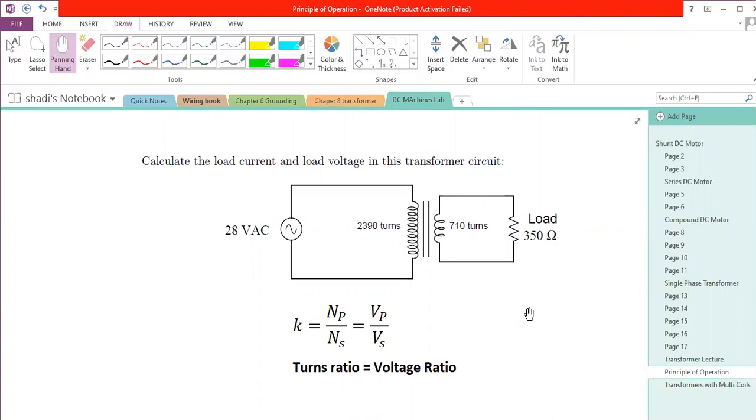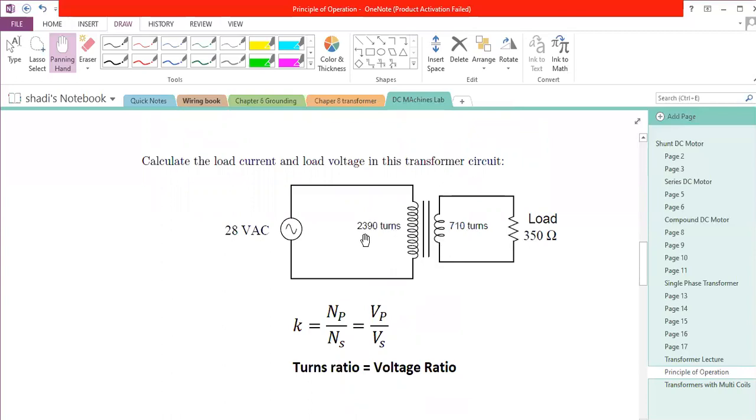Now, let's take this question and try to understand the principle of operation of a transformer with numerical values. Let's assume we have a 28-volt AC power supply connected to this transformer. So basically this is the primary, right? And this will be the secondary, and the secondary is connected to a load which has 350 ohms pure resistive load. The primary is already connected to a power supply. There is no load at all here. It is only the power supply connected to the primary. The other side of the transformer, where we have the secondary, is connected to the load.